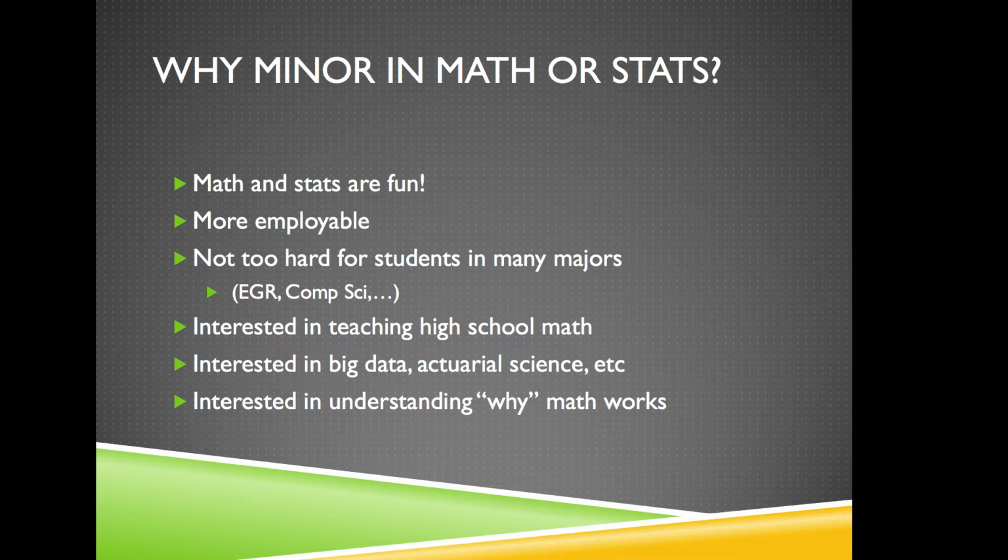So, for example, engineering or computer science students already have to take so much math that it's not that much more to get a minor. If you're interested in teaching high school mathematics, but you, for whatever reason, don't want to get a bachelor's degree in math, or maybe if you're a business major, but you're interested in big data or actuarial science or something like that, or maybe you just find math interesting and you like to understand really why math works the way it does, how statistics can be used, and you really want to understand it more deeply than however it's covered in your current major.